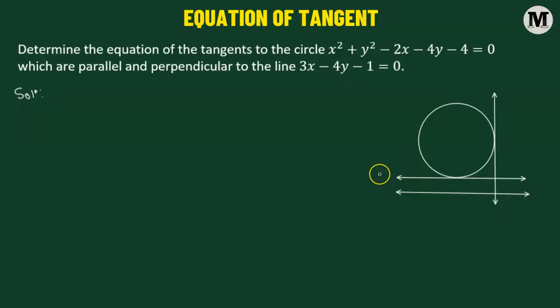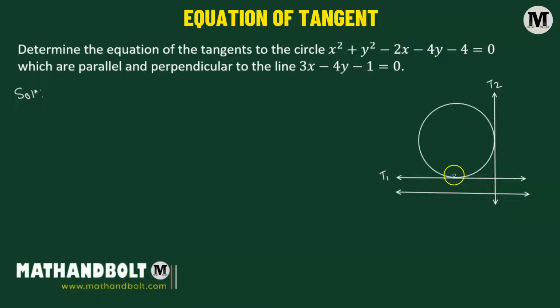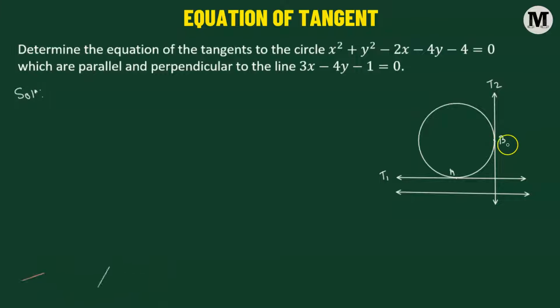So here we have two tangents, tangent T1 and tangent T2. T1 is tangent to the circle, let's say at point A, and T2 is tangent to the circle at point B. We have to determine the equation of tangent T1 and tangent T2 with the condition given here. The tangent T1 is parallel to the line, let's say 3x minus 4y minus 1 equals 0, and tangent T2 is perpendicular to that same line.